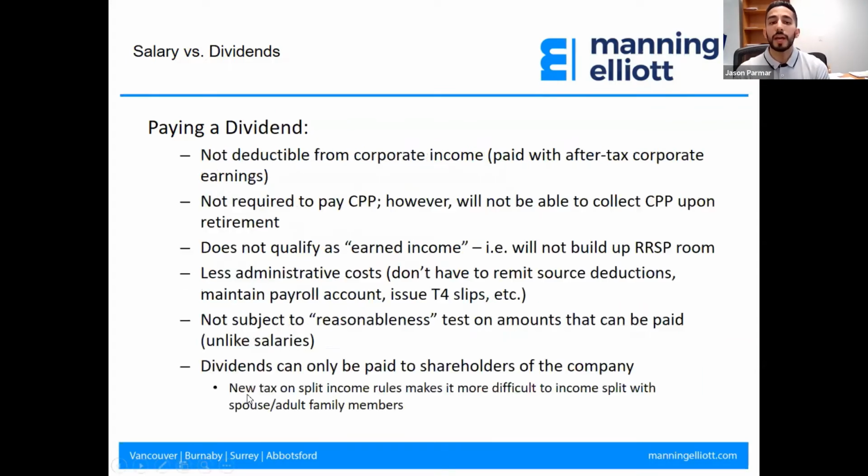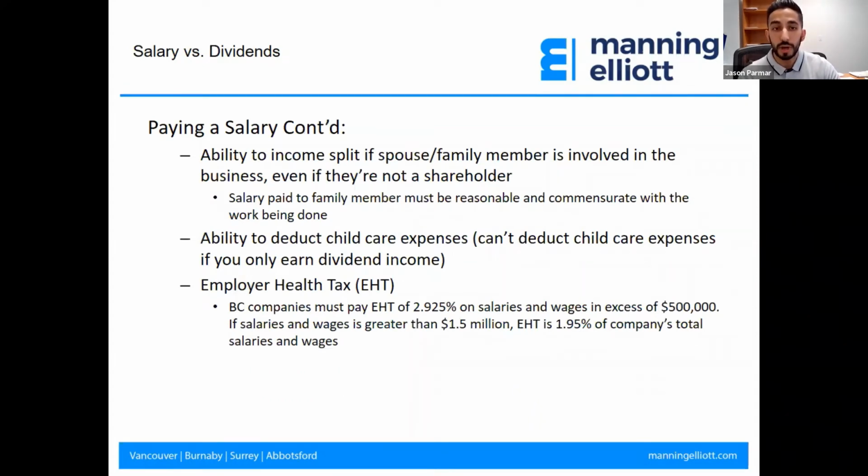And lastly, something new that just came to BC as well is something called the Employer Health Tax, also known as EHT. So BC companies must pay EHT of 2.925% on their salaries and wages in excess of $500,000. If their salaries and wages are greater than 1.5 million, then the EHT is 1.95% of the company's total salaries and wages. This is also applicable in other provinces such as Ontario, Quebec, Manitoba, and Newfoundland. However, those rates do slightly differ.